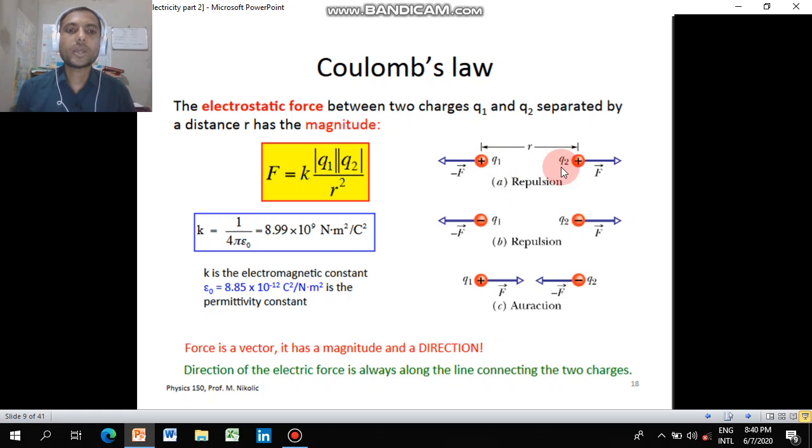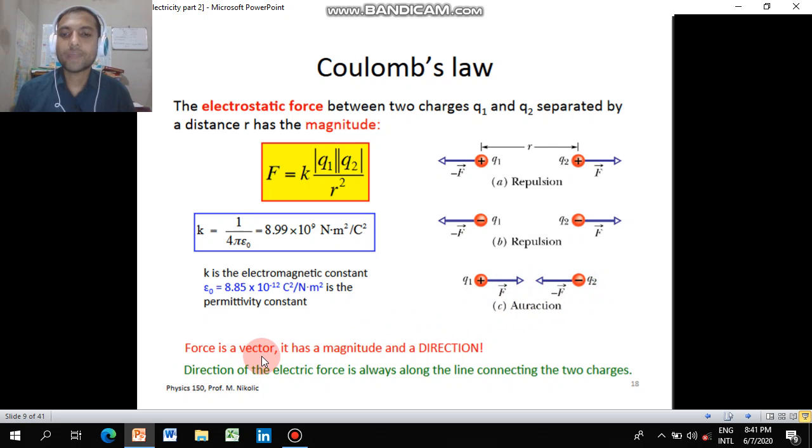Here Q1 and Q2 are charges separated by distance r, and as these two charges are the same type, they repel each other. That is, the electrostatic force is a repulsive force between these two charges. If both are negative, as they are similar charges, they also repel each other. But if these two charges are opposite or dissimilar, they will attract each other.